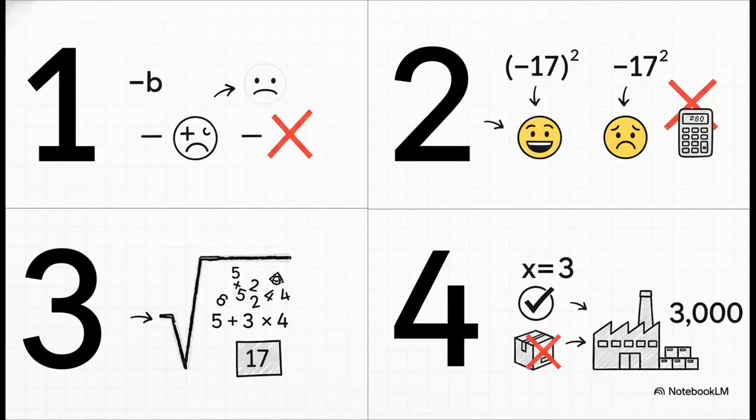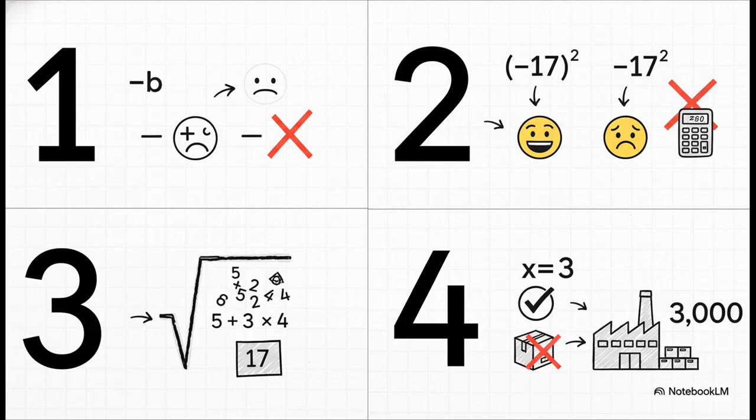I really want your full attention here, because getting these details right is what separates the pros from the amateurs. First, the sign error. We've talked about this, but remember, negative b just means the opposite of b. If b is already negative, the opposite is positive. Second, squaring negatives. A negative times a negative is always a positive. Be careful with your calculator.